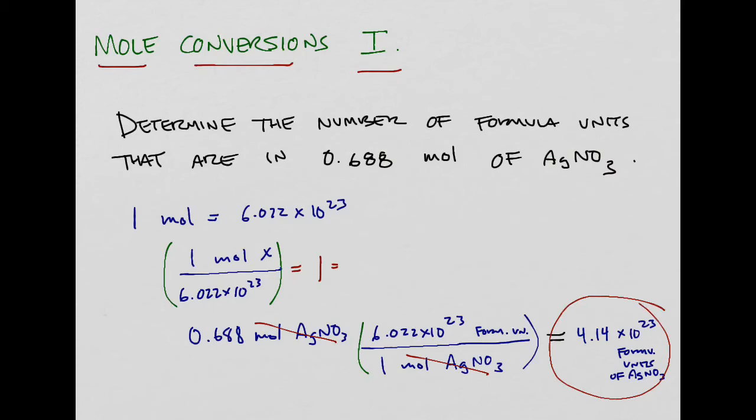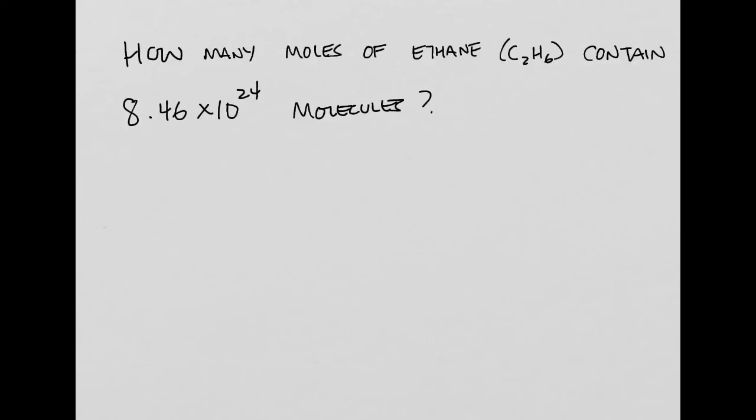Okay, all right, let's do one more of these. Fresh page here, and I'm going to do it in just the opposite direction. I'm going to pause for a moment and write out the question. All right, so here's my question. How many moles of ethane contain 8.46 times 10 to the 24th molecules?